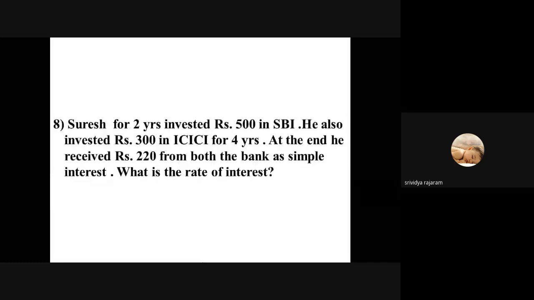So by reading the question, we can understand that in this problem also, two different simple interests are being involved. A man Suresh is investing rupees 500 in one bank for 2 years. Simultaneously, he is investing rupees 300 in another bank for 4 years. At the end of all these years, in total he receives 220 as simple interest from both the banks. So they are asking us to find what is the rate of interest. So try to solve it.